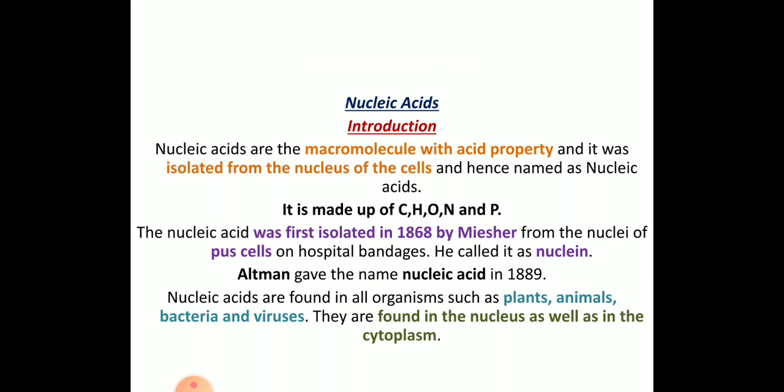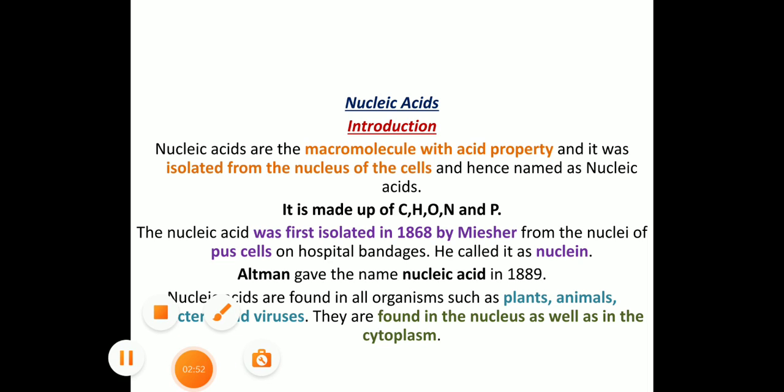Nucleic acid was first isolated in 1868 by Friedrich Miescher from the nuclei of pus cells. He was observing the pus in the bandages of wounded men, and found some small cell-like structures which he named nuclein. Later, Altman gave the name nucleic acid in the year 1889.